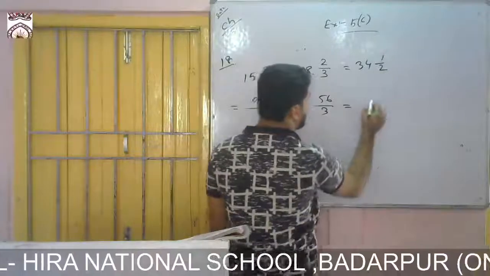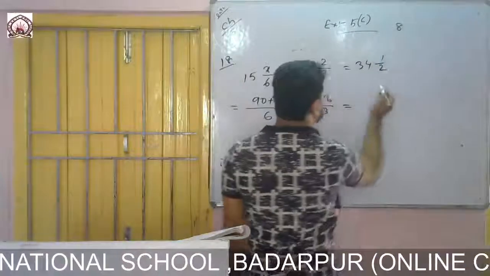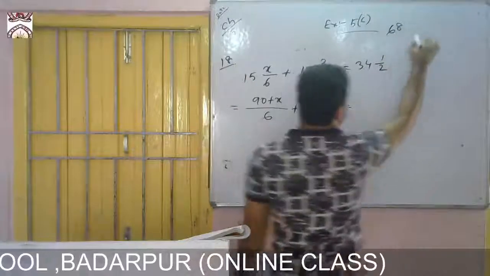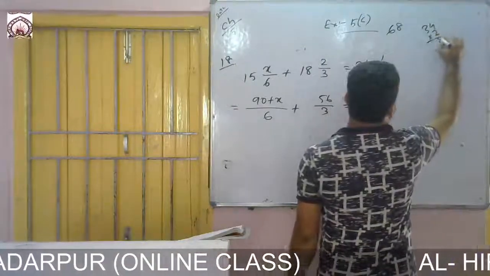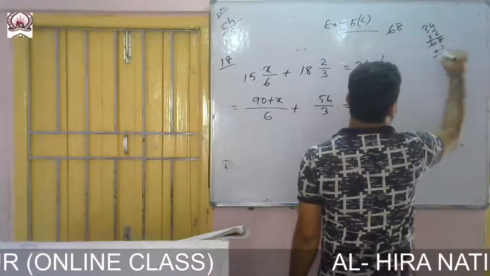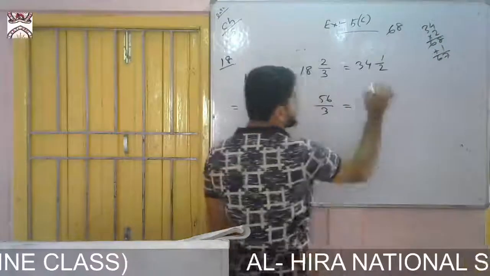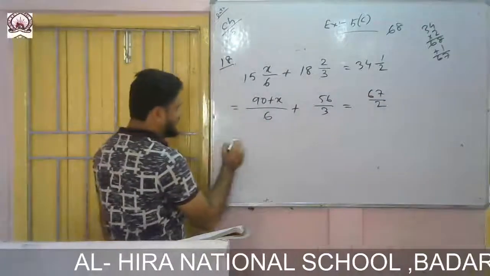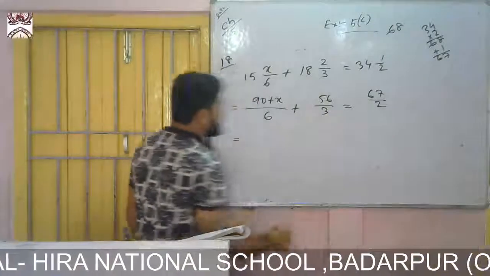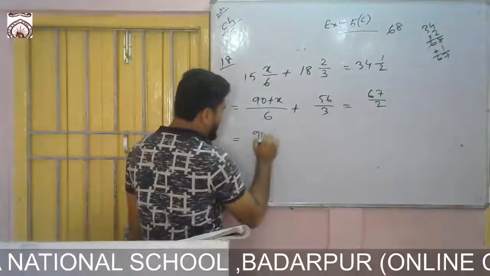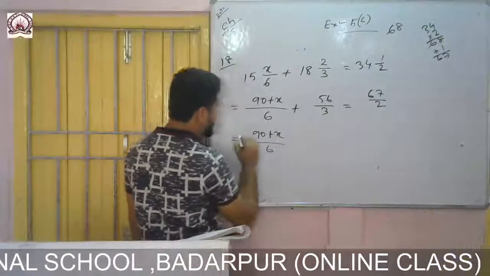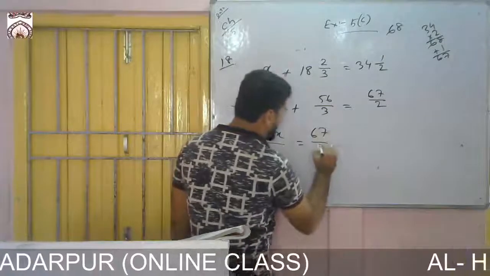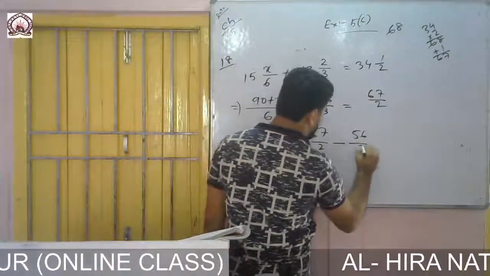Equals 34 1 by 2: 4 2s are 8, 3 2s are 6, plus 1 is 67. So 67 by 2. Now you transfer this fraction here. So 15x by 6, you keep this one. Then you take this one by the transposition method, minus 56 by 3.